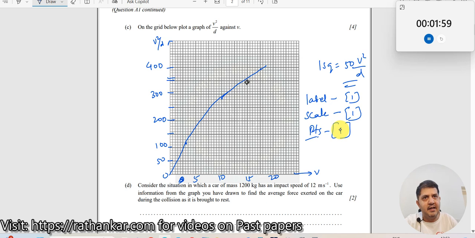In fact, I have not drawn it properly, because it's passing a little bit away. It should actually pass like this over here. But don't take abrupt corners over here. It should be a smooth curve. Okay, we have drawn this.